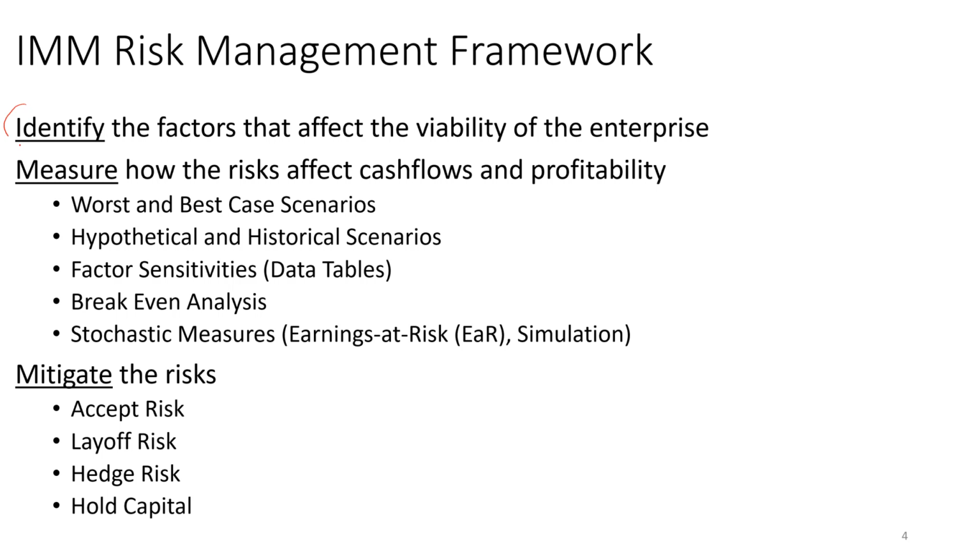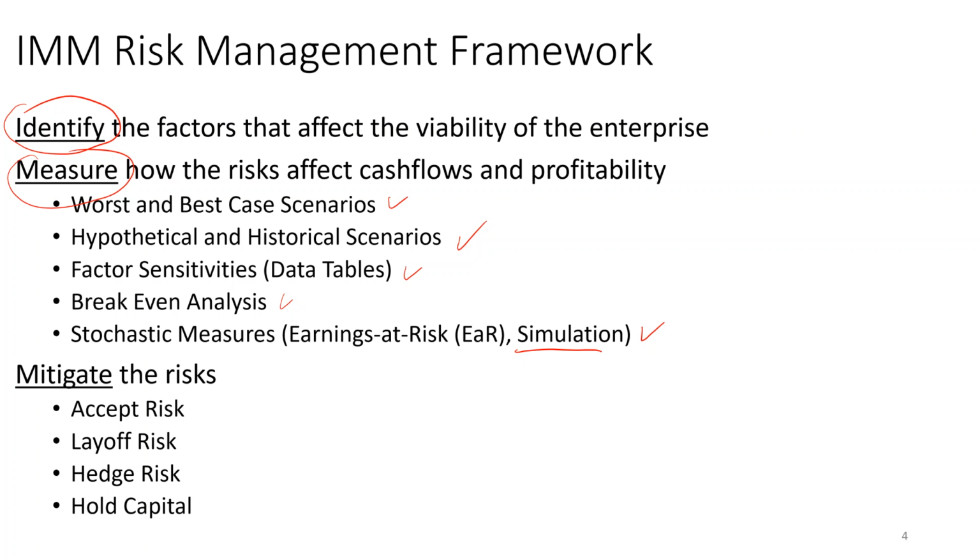Once you have identified what your risks are, the next step is to measure them. For an organization, that's going to be a measurement of how they affect cash flows and profitability. Some of these things we've done before. We're going to do worst case and best case scenarios, hypothetical and historical scenarios, factor sensitivities using data tables, break-even analysis, and then a new concept, which is going to be stochastic measures, and we're going to do earnings at risk. We're not going to cover simulation in this topic.